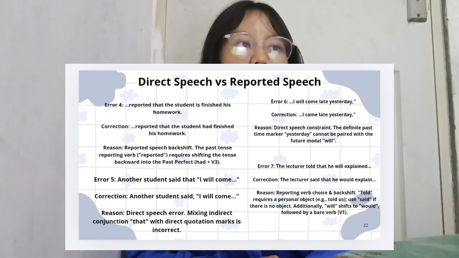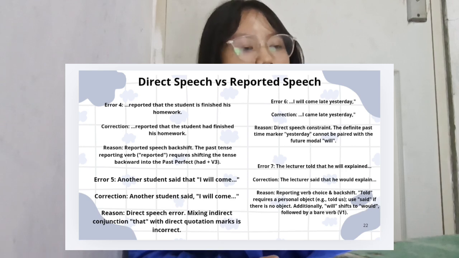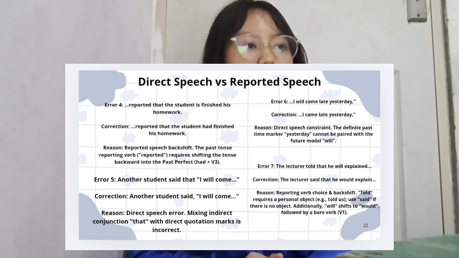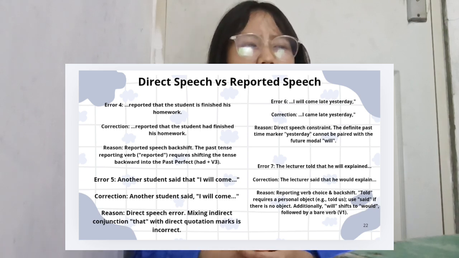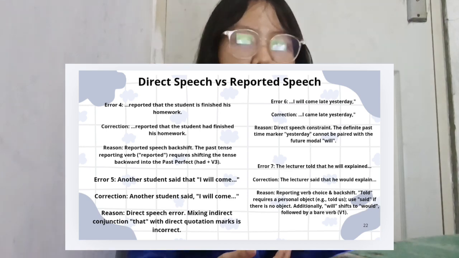Error 7: The lecturer told that he will explain it. Correction: The lecturer said that he would explain it. Reason: Reporting verb choice and backshift. 'Told' requires a personal object, e.g., 'told us'. If there is no object, use 'said'. Additionally, 'will' shifts to 'would' followed by a bare verb 1.